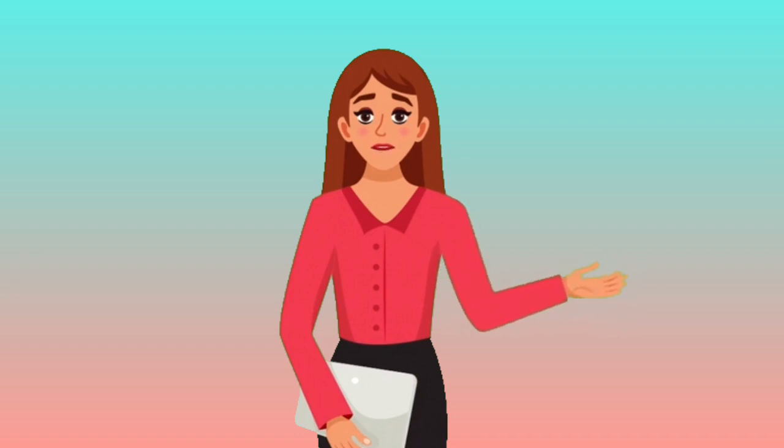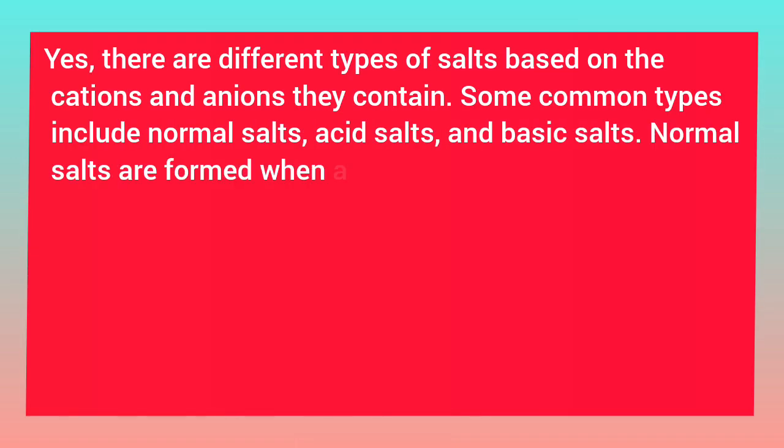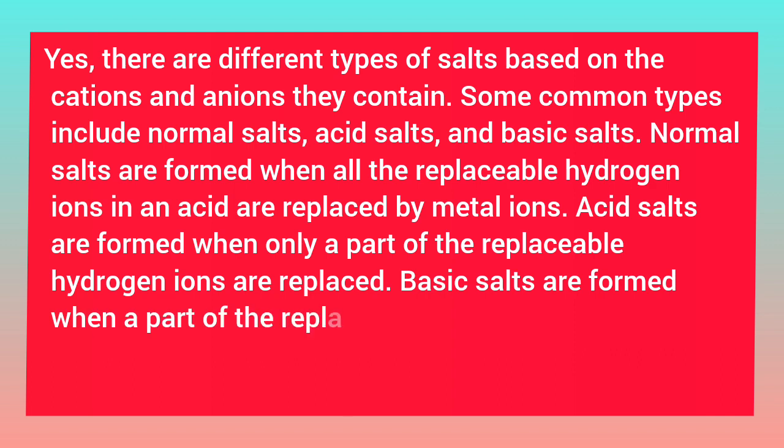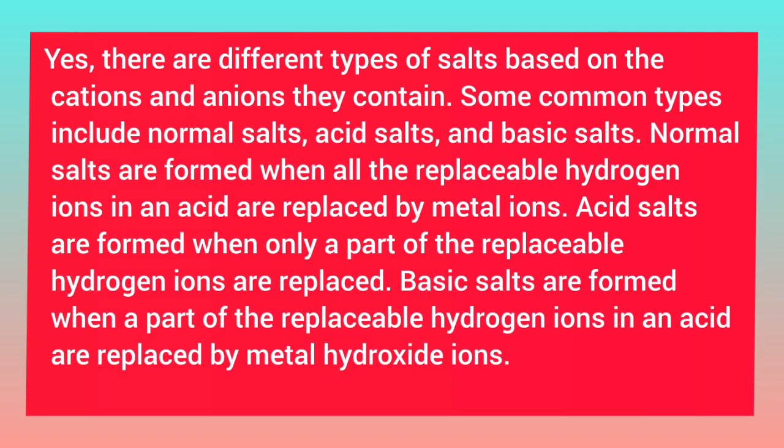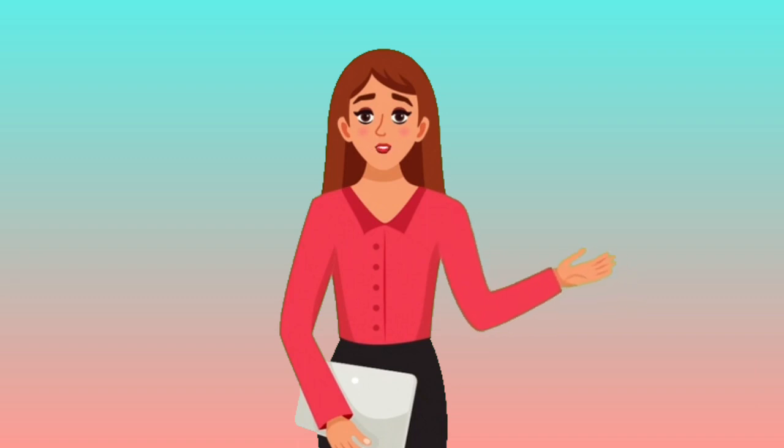Are there any specific types of salts that we should be aware of? Yes, there are different types of salts based on the cations and anions they contain. Some common types include normal salts, acid salts, and basic salts. Normal salts are formed when all the replaceable hydrogen ions in an acid are replaced by metal ions. Acid salts are formed when only a part of the replaceable hydrogen ions are replaced. Basic salts are formed when a part of the replaceable hydrogen ions in an acid are replaced by metal hydroxide ions. I see. Sir, this gives me a better understanding of the different types of salts.